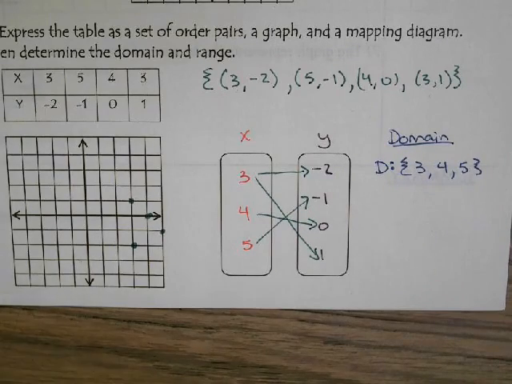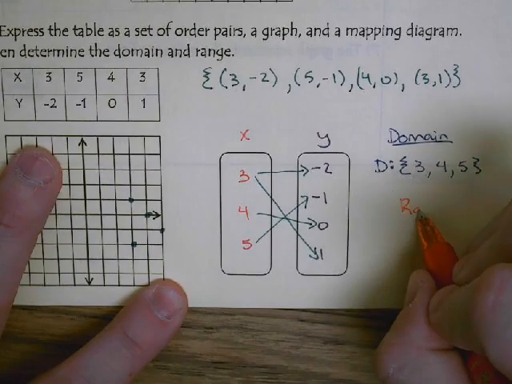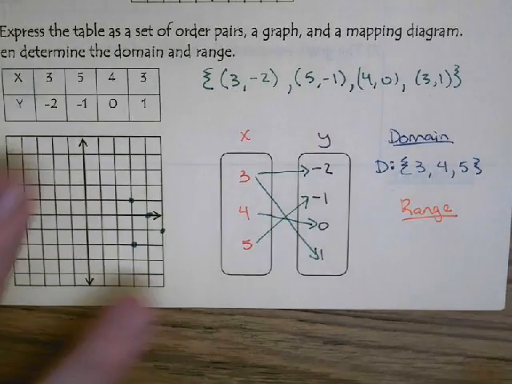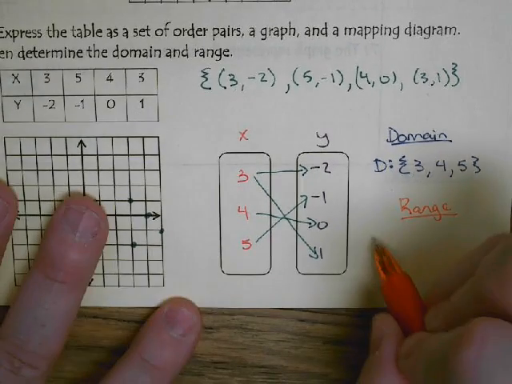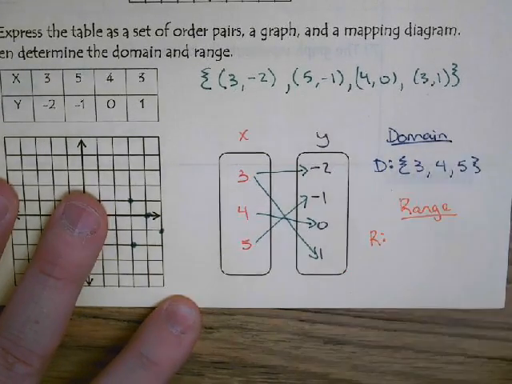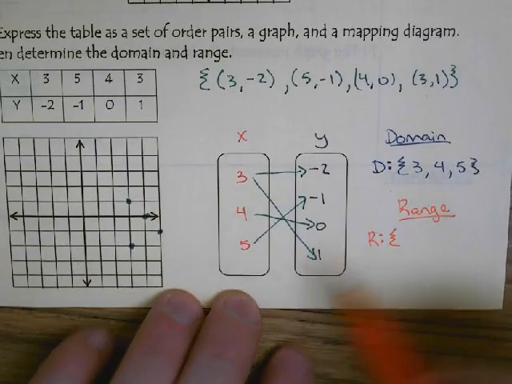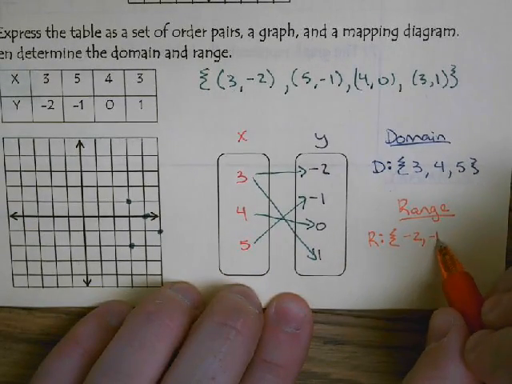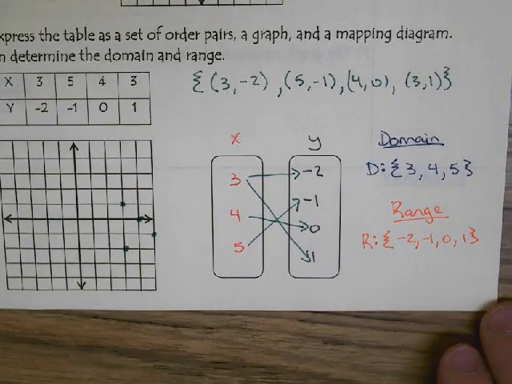x values. Range will be something quite similar, but instead of listing all the x values, we'll list all the y values. So I'll put my R, colon, squiggly bracket, and then I just list all my y values: -2, comma, -1, comma, 0, comma, 1. And there's our domain and range.